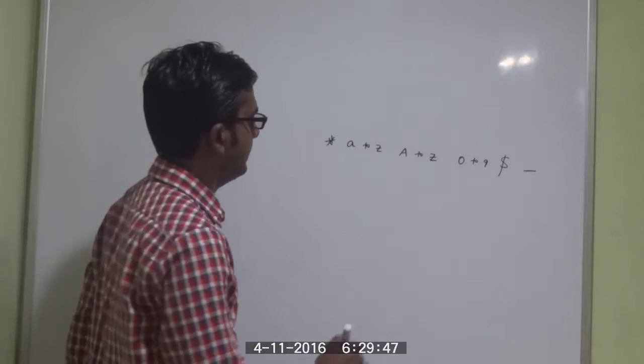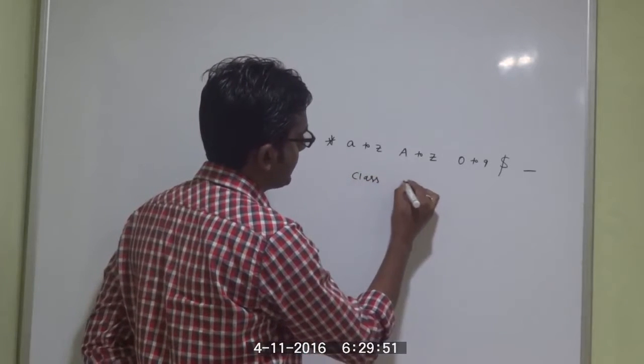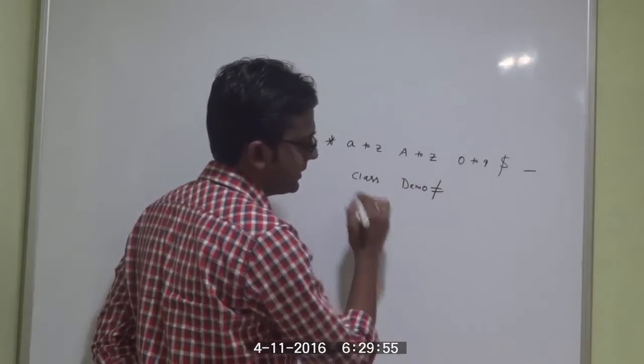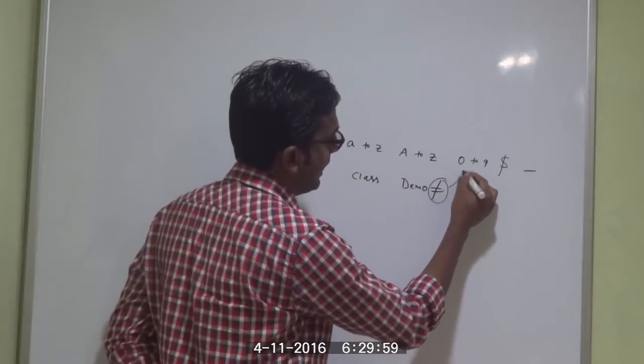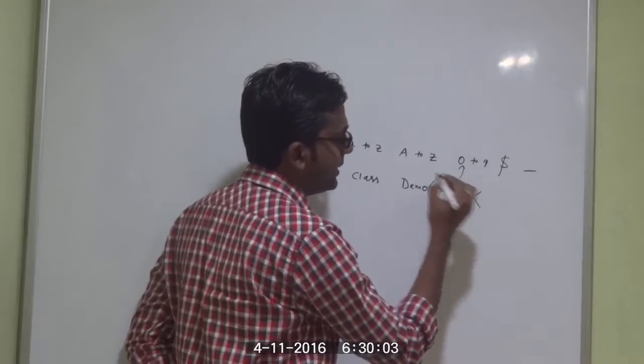Let me give you an example. Suppose I am creating a class and the class name I am giving is demo#. This is invalid. What is the reason? Because the hash symbol is not in the allowed character range for an identifier. That's why this will be an invalid identifier.